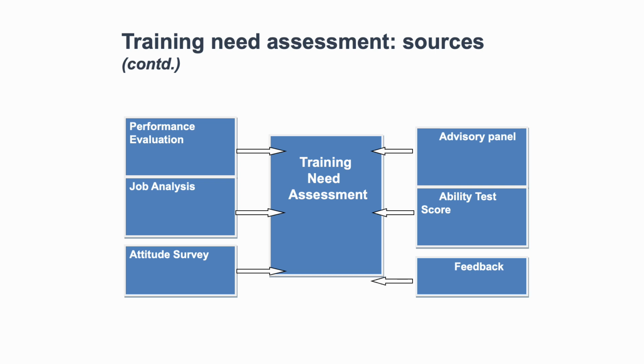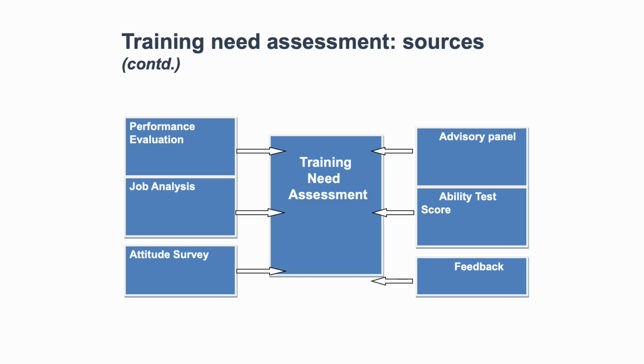See, performance evaluation. When you evaluate their performance yearly or twice a year, then you get to know how they are performing. Their scores will tell us whether they are capable or not. Job analysis also can be one way, because through job analysis you can easily understand what is needed. Or you can do some attitude surveys to understand whether employees are positive, willing, committed, or not ready to learn new skills. So all these things help in understanding training needs.